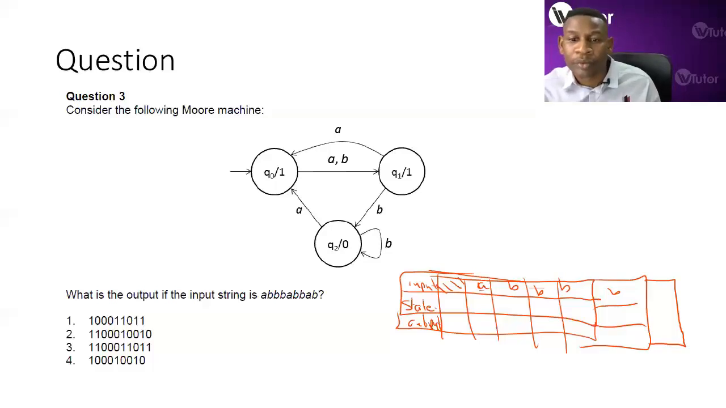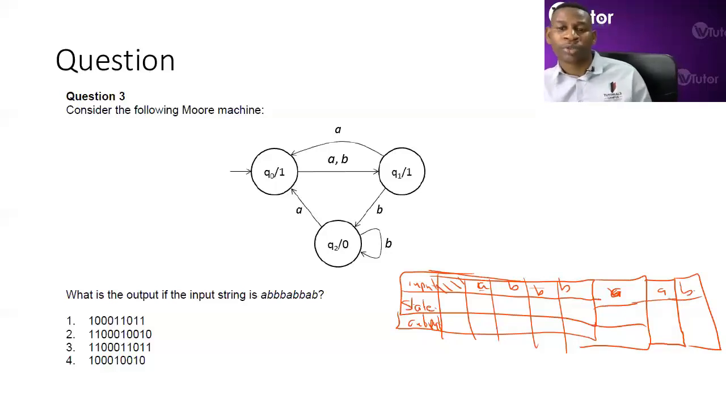So A, B, B. We've got A, B, B. We need to take another A. Then you've got A, B. Then we've got B, A, B. So we're just going to try and find the correct one from this.